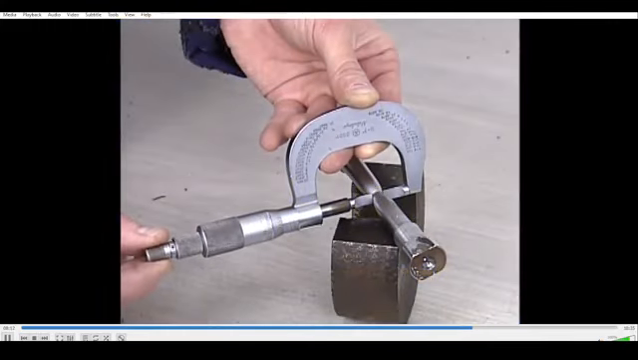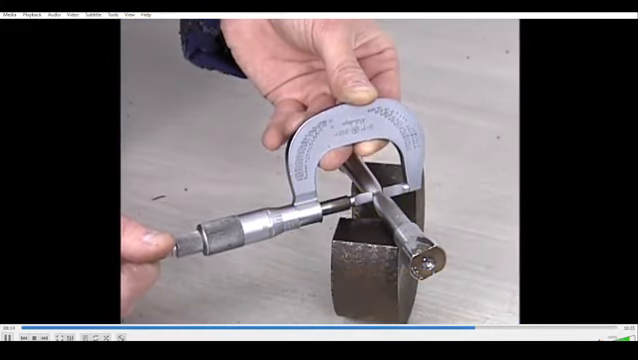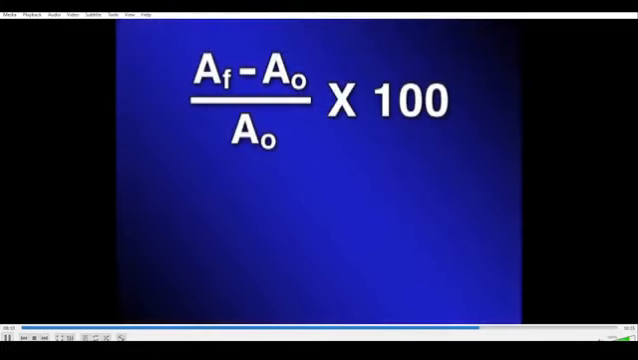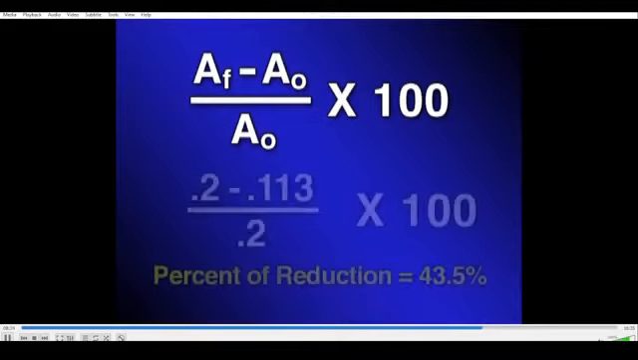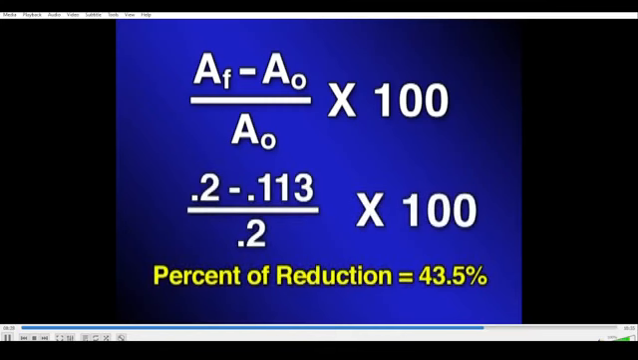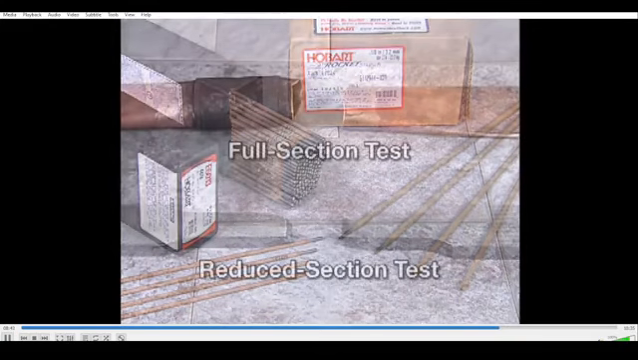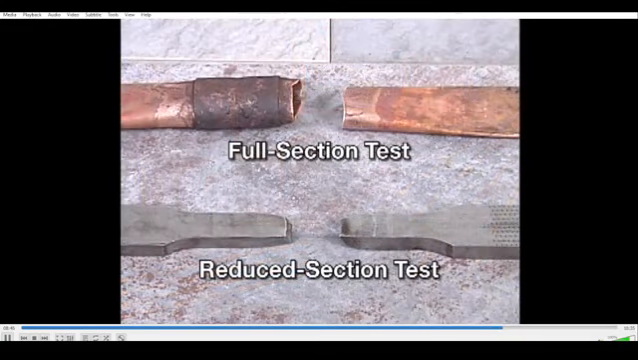To calculate the reduction of area, measure the smallest cross-section of the fractured specimen. The difference between the original and final area is divided by the original area, then multiplied by 100. In this case, the percent reduction of area is 43.5%. Again, a higher percentage indicates greater ductility. The all-weld metal tensile test is most commonly used to specify and classify welding filler metals. Another group of tensile tests include the reduced section test and the full section test.